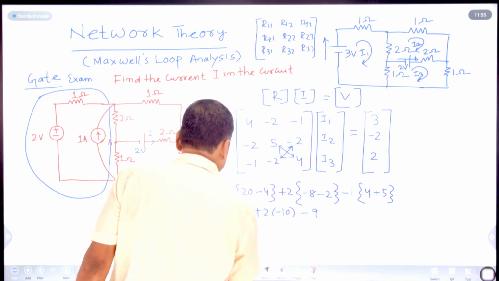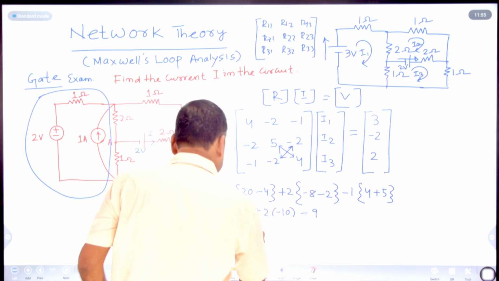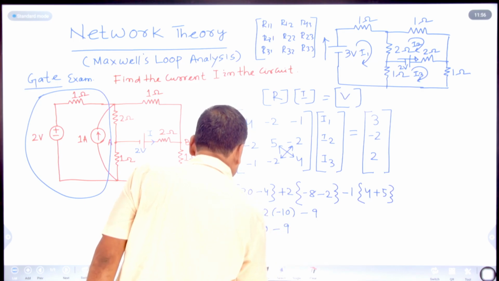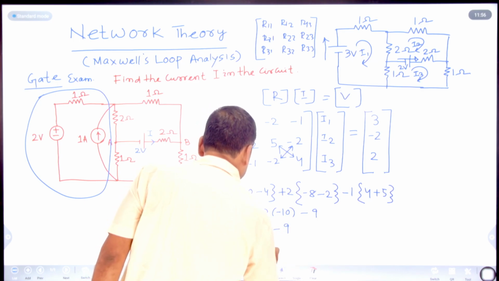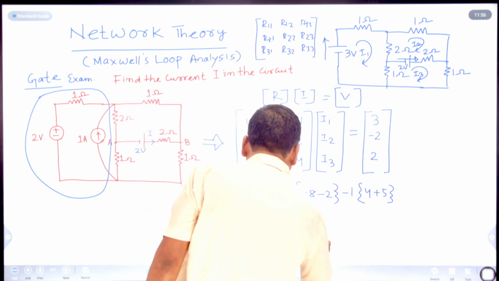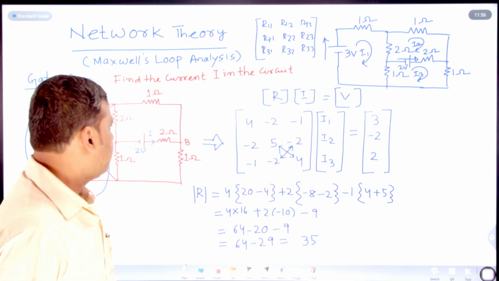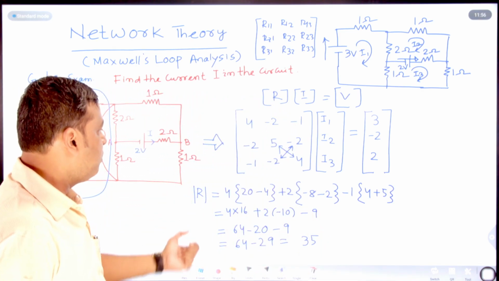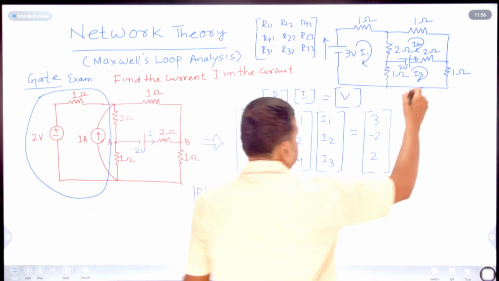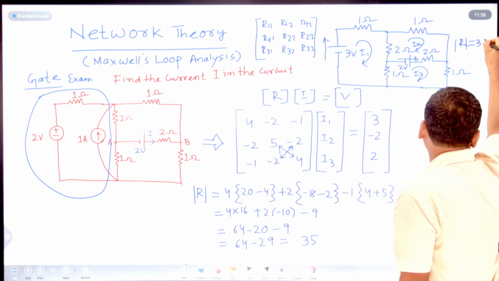The value becomes what? 16 into 4, that is your 64. That is your 2 into minus 10, minus 20. Then minus 9, that is your 64 minus 29. The value becomes 35. The value of R is 35. The resistance matrix value R equal to 35.